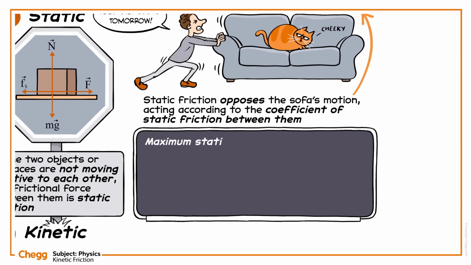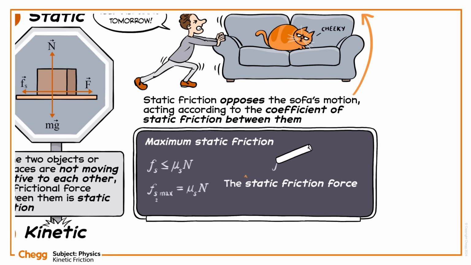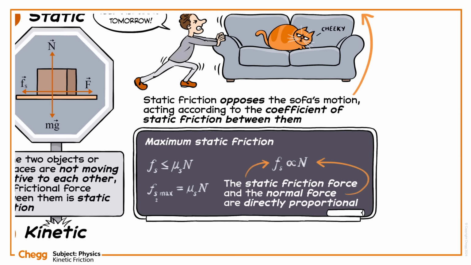The maximum static friction can be calculated by multiplying μs, the coefficient of static friction, by N, the normal force exerted by one surface on another. The normal force pushes against an object placed on a surface, preventing it from falling through. The static friction force, Fs, and the normal force, N, are directly proportional.